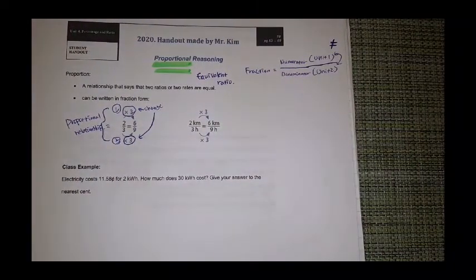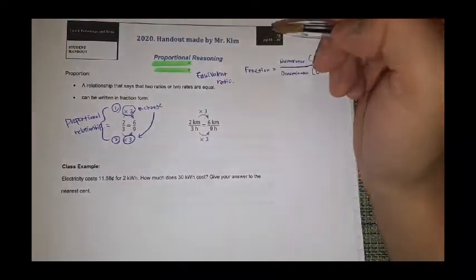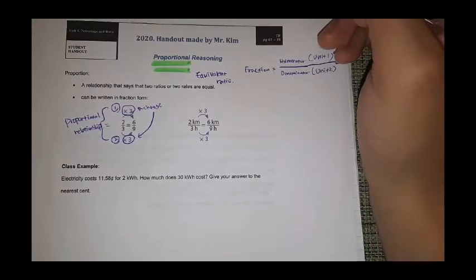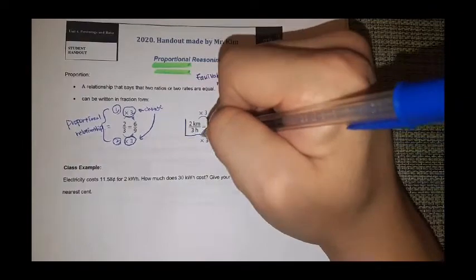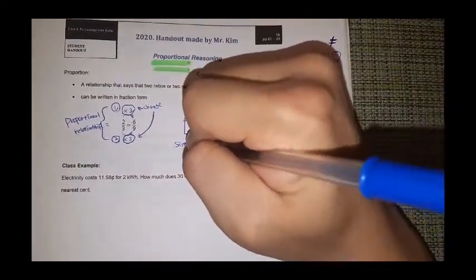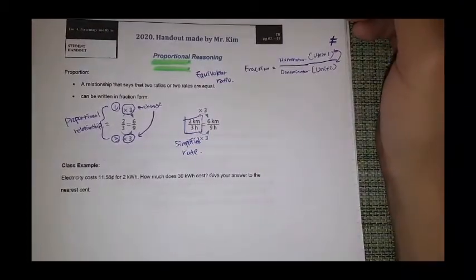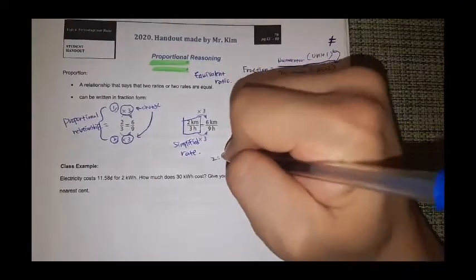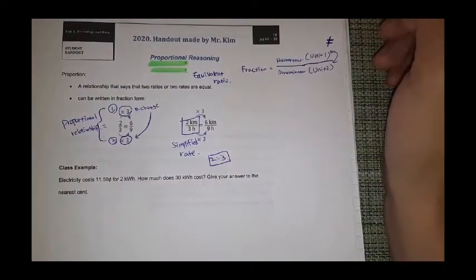And that occurs equally when it comes to your rate too. Can you see 2 kilometers over 3 hours is equivalent to 6 kilometers per 9 hours? Because in the end, this most basic simplified rate relationship does not change, which, if I use a ratio, is a 2 to 3 ratio. It doesn't change. Let's do a classic example together to explore this proportional reasoning section.